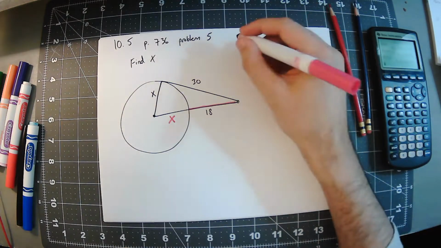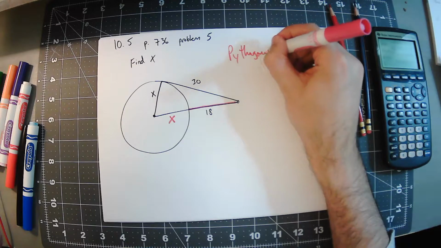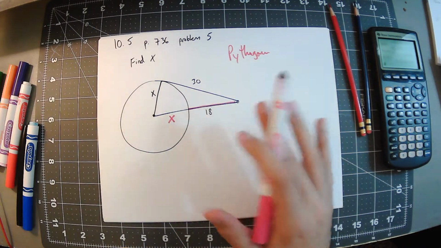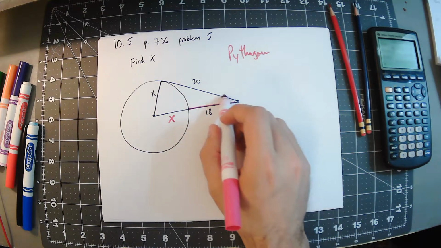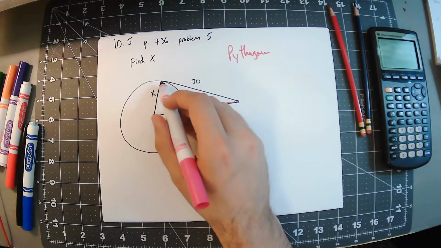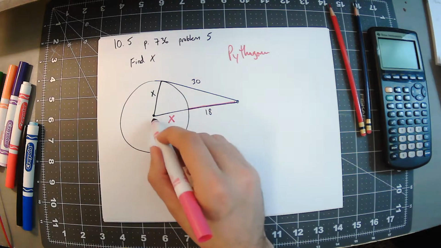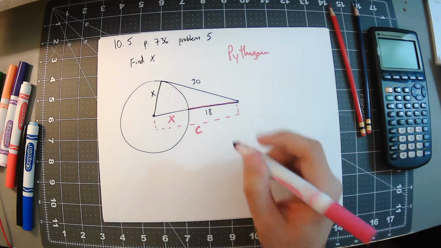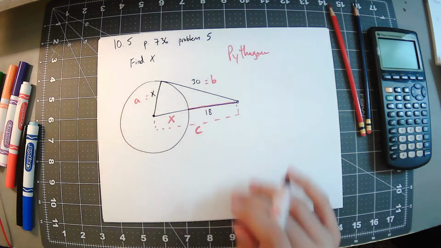We're going to do the Pythagorean theorem. So we need to figure out which one of these is my hypotenuse. Hopefully it's visually apparent to you. But if not, know that your tangent is going to be one of the legs and the radius is going to be the other leg. So that means this is my hypotenuse. This is my C. I'll make this B and this one A. It doesn't really matter which one's which.